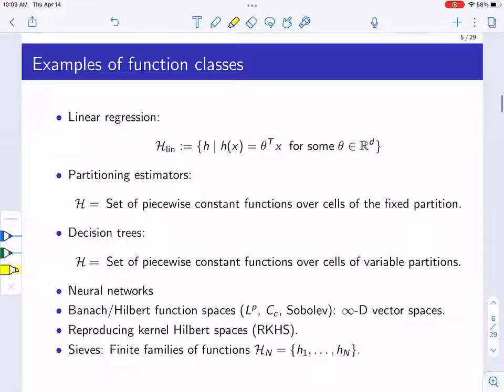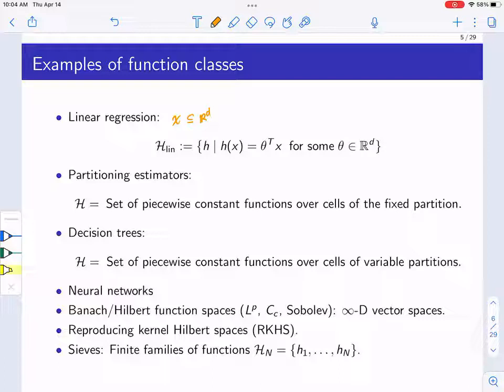For example, linear regression. Here are some examples. It corresponds to this linear class. So the functions that look like theta transpose times x for some theta in R^D. Let's say X is a subset of R^D.